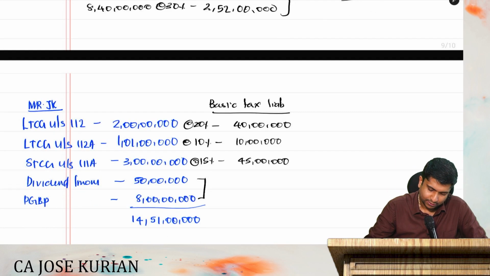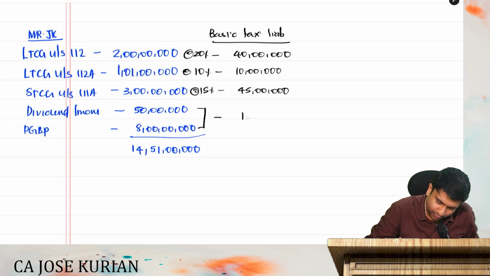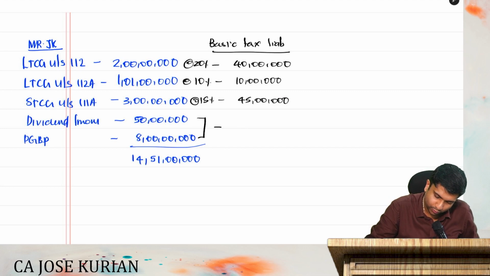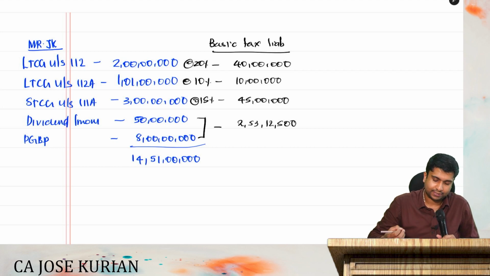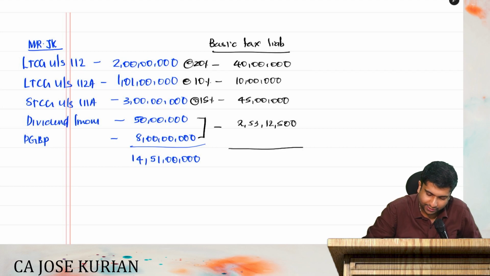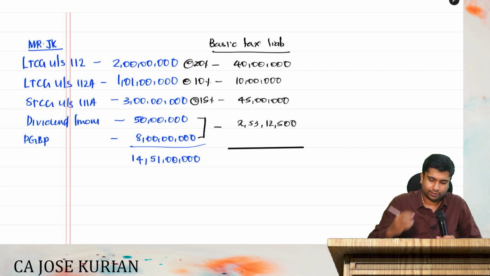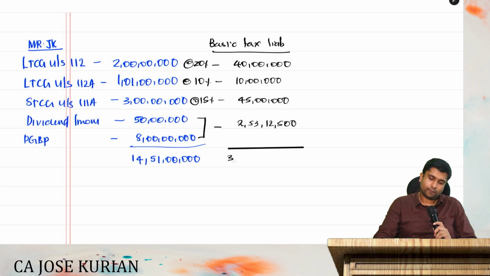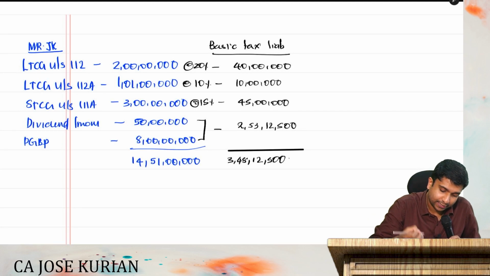Now listen, so we will write this here, 253,12,500. So 2 crore 53 lakh 12,500 is the total basic tax coming. So tell me how much is the total basic tax liability coming? Total basic tax liability. Three crore 48 lakhs 12,500. Now, let's compute the surcharge liability.